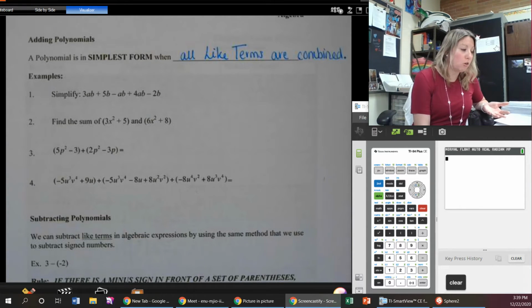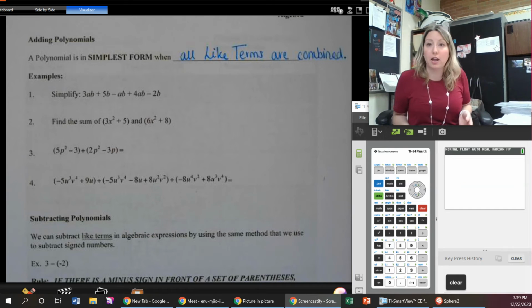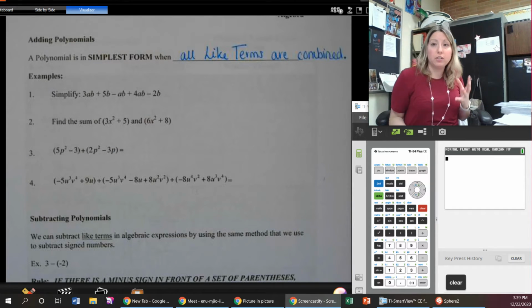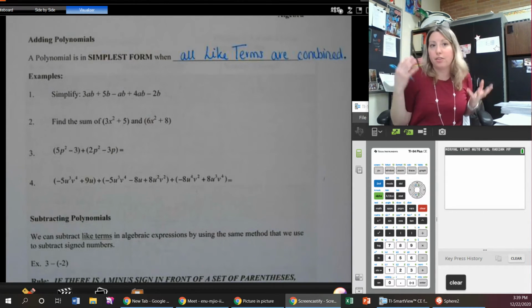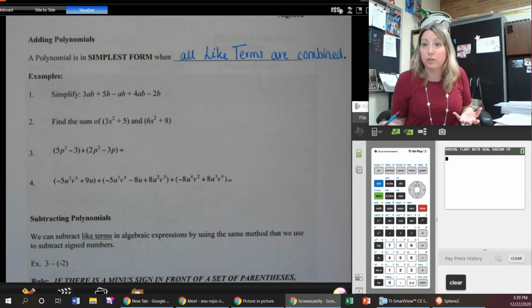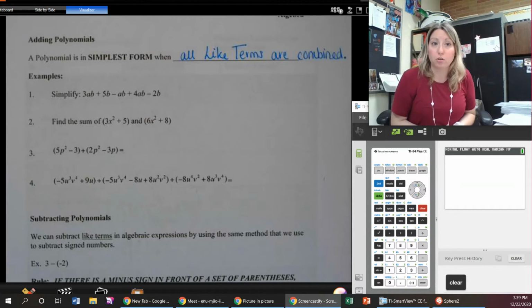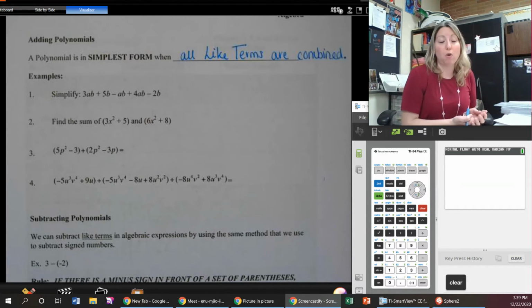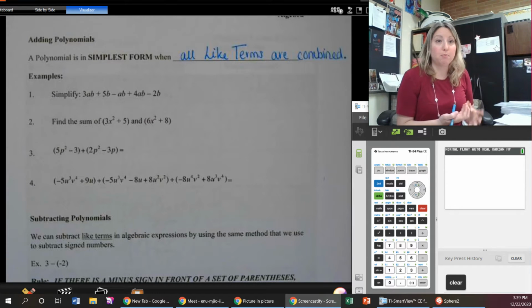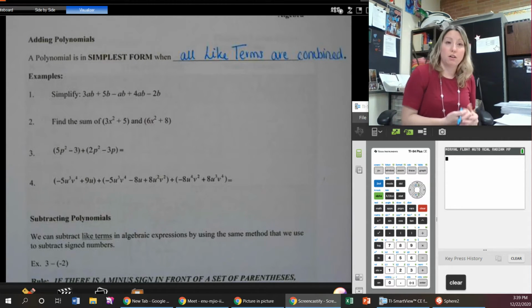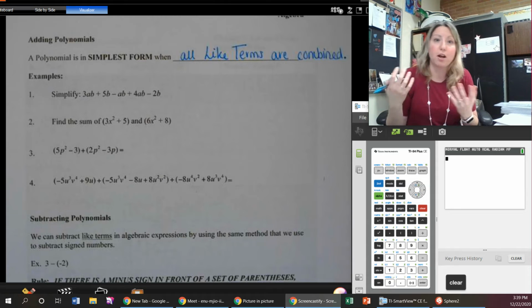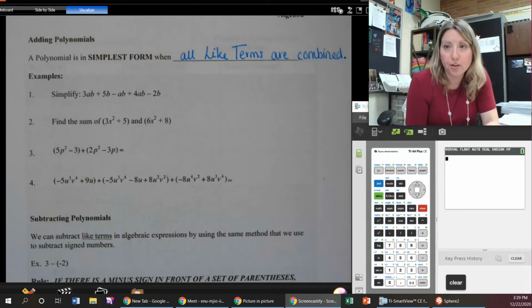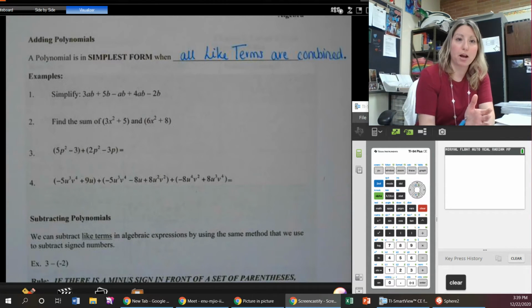Now, adding polynomials is just combining like terms. We don't even technically need a separate thing talking about adding polynomials. We really don't. We just combine like terms. So in number one, where I'm told to simplify 3ab plus 5b minus ab plus 4ab minus 2b, look for the like terms and combine them.